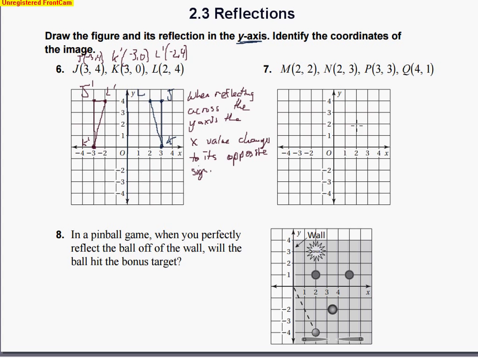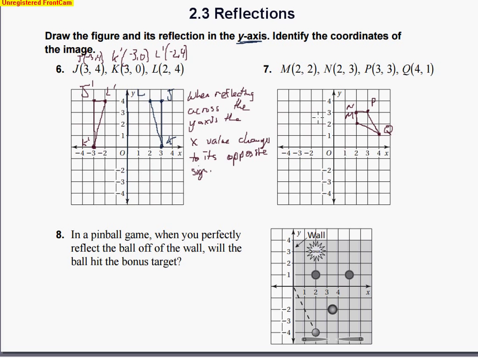And 2, 2 is going to end up being M. 2, 3 is going to be N. And then 3, 3 is going to be P. And 4, 1 is going to end up being Q. So we draw the figure, and it's a quadrilateral, four-sided figure, so let's go ahead and reflect it. And I'll just count the spaces to the y-axis again. This is the line of reflection.